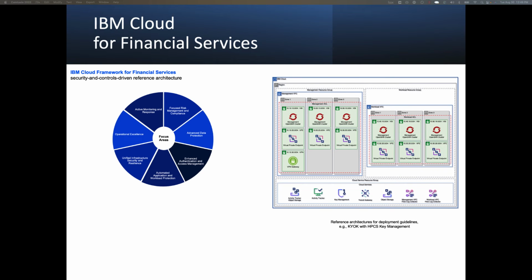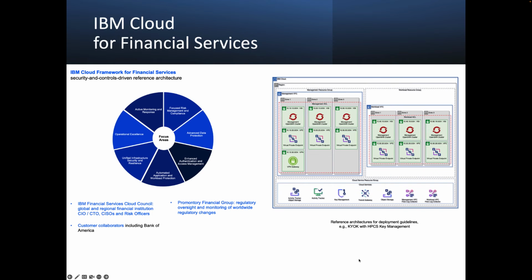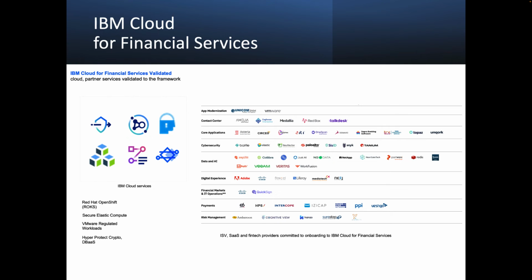FTM for Check service is deployed on IBM Cloud Framework for Financial Services with curated reference architecture patterns. The framework is designed with the help of Financial Services Cloud Council, customer collaboration, proprietary financial groups, and industry standard compliance. IBM Cloud Framework for Financial Services comprises of IBM Cloud services including Red Hat OpenShift, HyperProtect Crypto Service, Elastic Compute, VMware, etc.